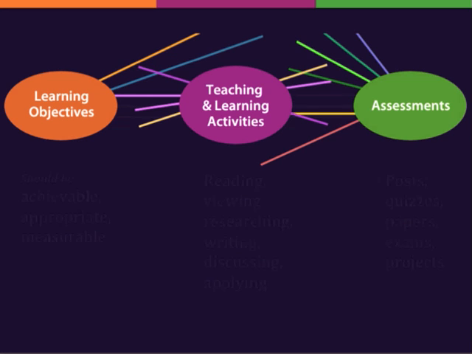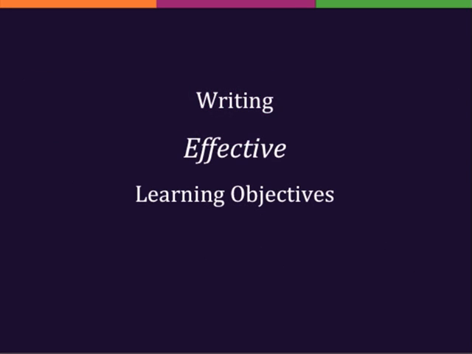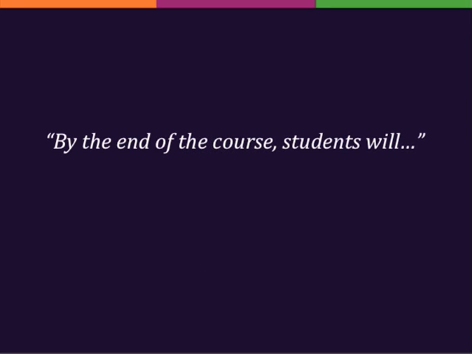Our goal is to help you get to this. And at the foundation of any well-aligned course are objectives that are achievable, appropriate, and measurable. So let's take a look at how to begin writing them and how to recognize a common pitfall. It helps to frame the objective by finishing this sentence, listing several objectives.